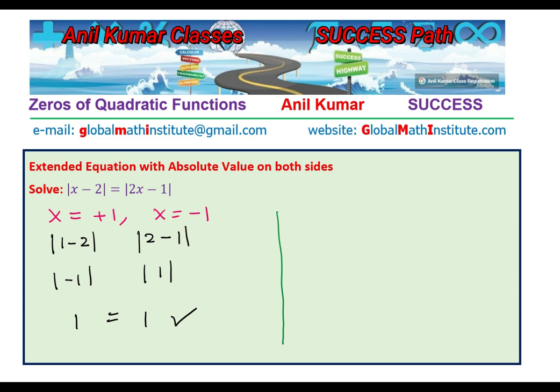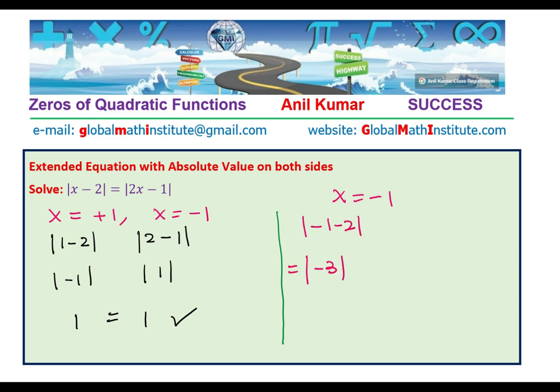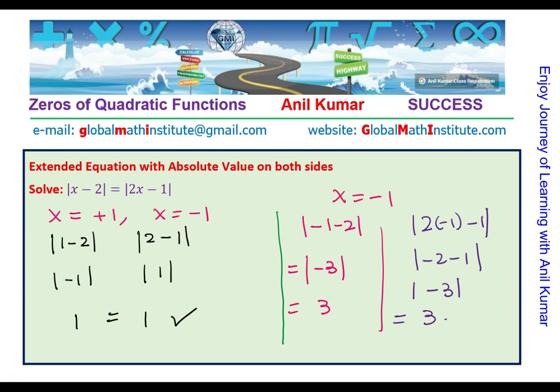Now let's try the other value, which is x equals minus 1, right? If I substitute minus 1 into the left side, I get minus 1 minus 2, which is absolute value of minus 3, which is the value 3. And on the right hand side, we have what? We have absolute value of 2 times minus 1, right, which is minus 2 minus 1, which is also absolute value of minus 3, and which is also equal to 3. You see? So we have also shown that both are correct solutions. Makes sense. So that is how we could actually solve the question very easily.